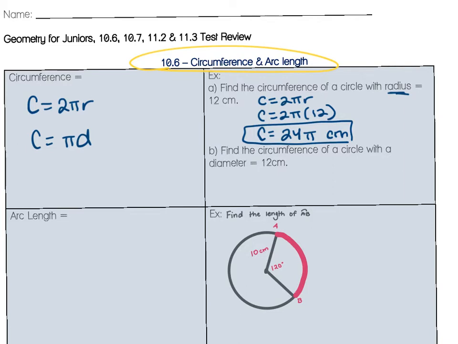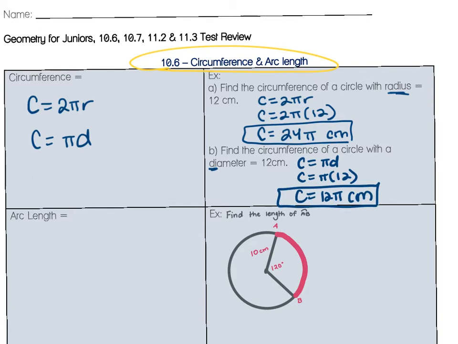All right, B says find the circumference of a circle with a diameter of 12 pi. So this time I've got a diameter, right? So I'm going to use that second formula, which is C equals just pi times the diameter. C would equal pi times 12, and we bump the 12 to the front and the pi to the back, and it would just be 12 pi centimeters.